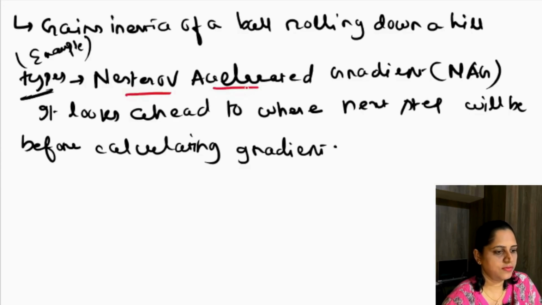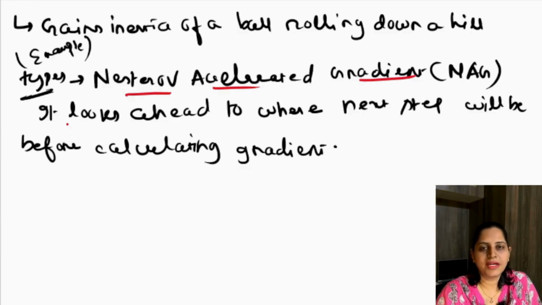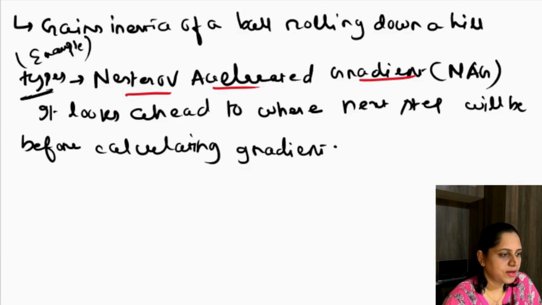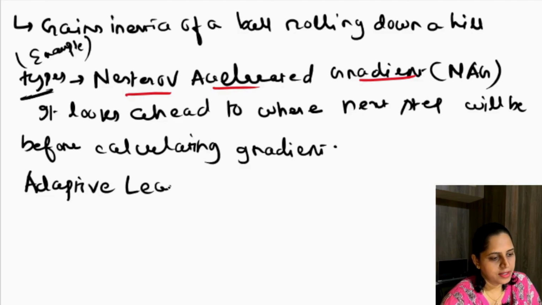Or Nesterov accelerated gradient. So here I am just covering what the different types are. I'm going to take each one and explain the methods, the mathematics behind it, and everything in our upcoming videos. But let's understand what the different types are right now. Then we have one more type, which is called adaptive learning rate.